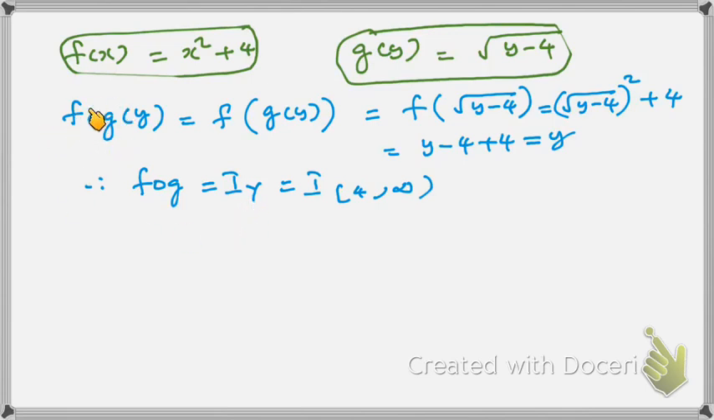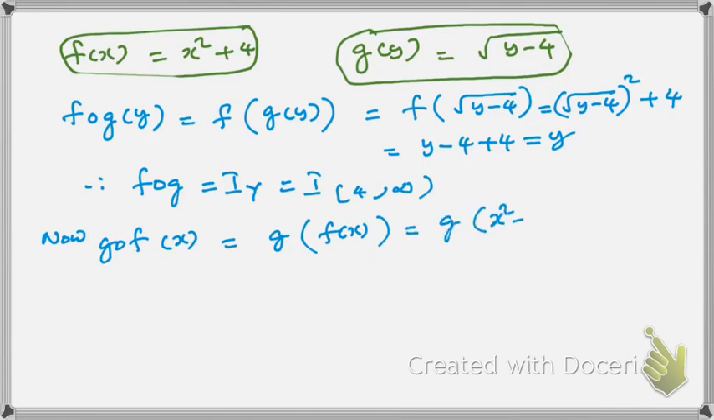Now I need to do the other way around, g of f. Consider g of f. When I say g of f, f acts first. Whatever is the inside function acts first. And f is from x to y. So g of f of x is g of f of x. And what is f of x? F of x is x squared plus 4. So I'm going to replace this f of x by x squared plus 4, and I'll get g of x squared plus 4.